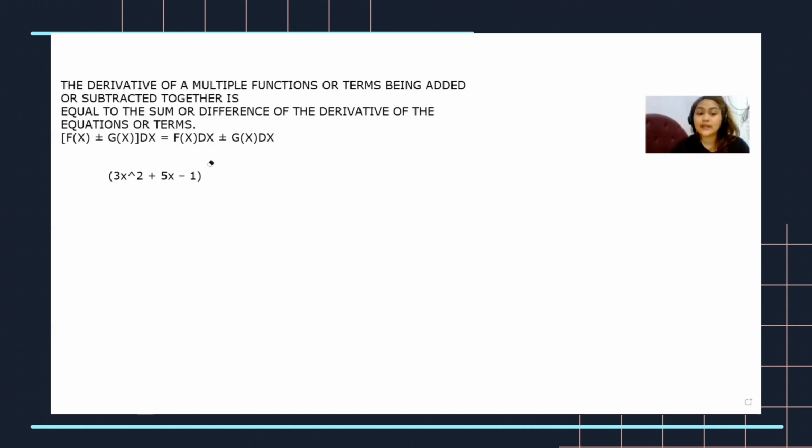Fifth rule of the basic rules of the derivative, and that last rule is addition subtraction rule. Definition: the derivative of multiple functions or terms that are being added or subtracted together is equal to the sum or difference of the derivatives of the terms. This is our formula. This is the formula that you should be following. So let's try solving this problem.